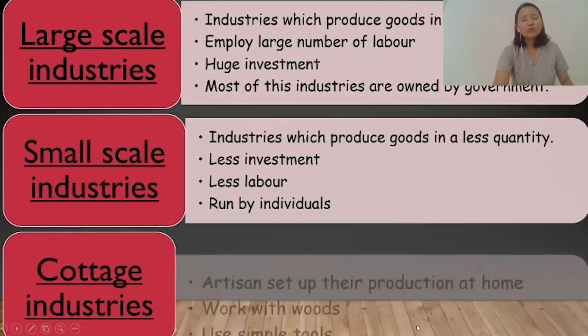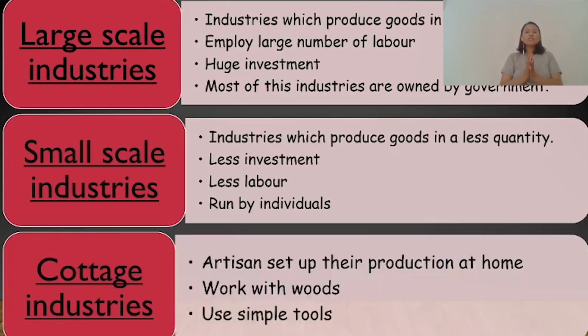And the last one is cottage industries. Cottage industries are those industries in which production is not done in a specific place. Production is done at home itself. These productions are carried out by artisans. Artisans are skillful people who produce goods with their hands. They don't use any advanced technology, they use very simple tools, and they usually work with wood.